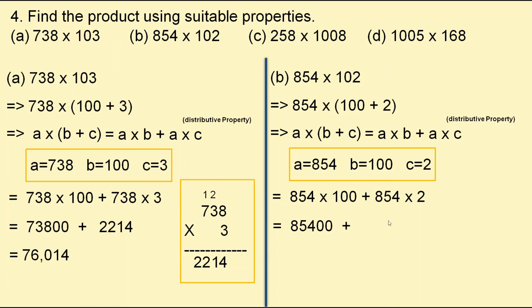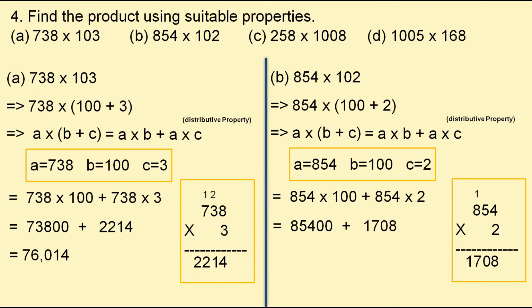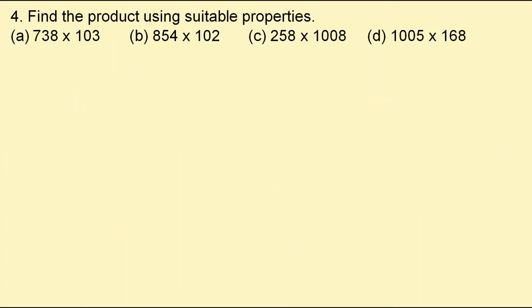Now let's find the product of these two numbers, that is 854 into 2. So 2 4s are 8, 2 5s are 10, so 1 is on carry. 2 8s are 16 plus 1, 17. So the product of 854 into 2 is 1708. Now the final answer of this equation is 87,108.